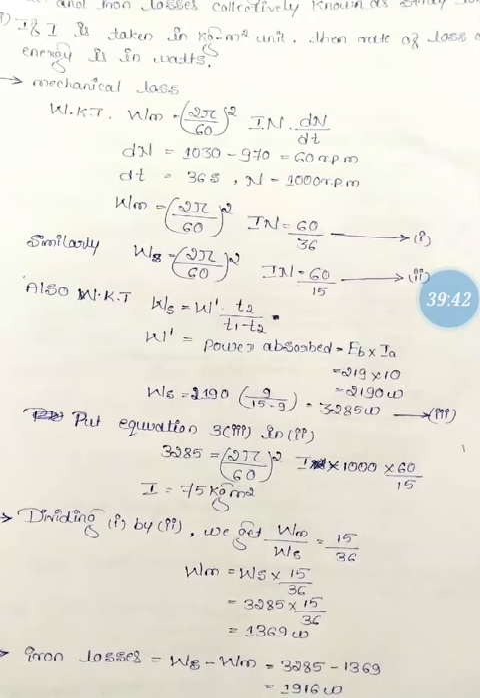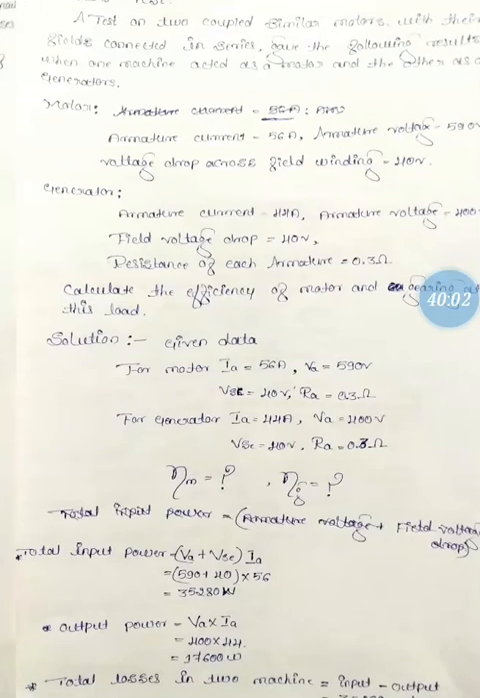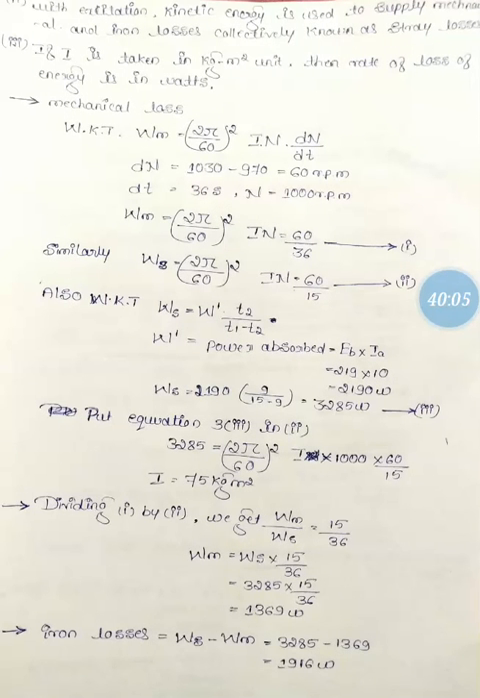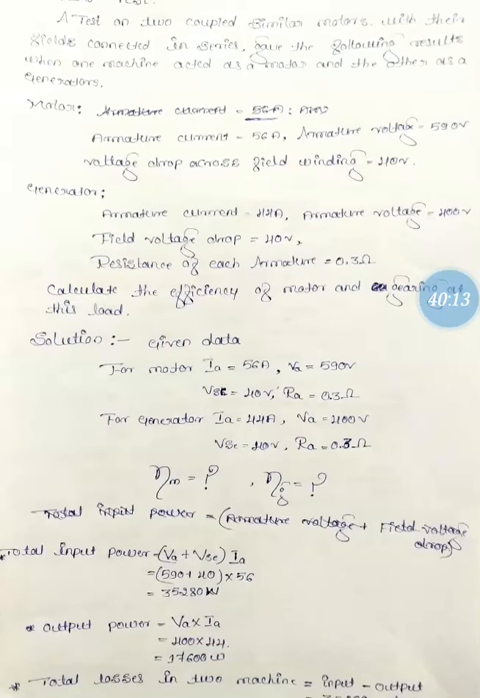1369 watt. Then iron losses can be calculated as the difference between the stray loss and the mechanical loss. Stray loss is calculated as 3285, then mechanical loss as calculated above, that is 1369. Then we'll get the iron loss as 1916 watt. Now this is about the second numerical on the retardation test on DC motor. Now let me move towards one more test, that is the field test, numerical on the field test.